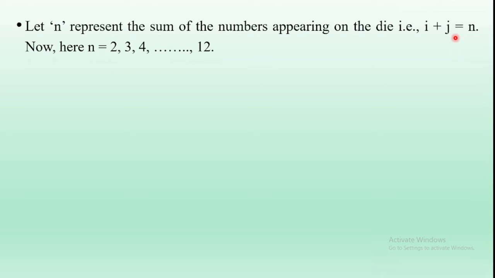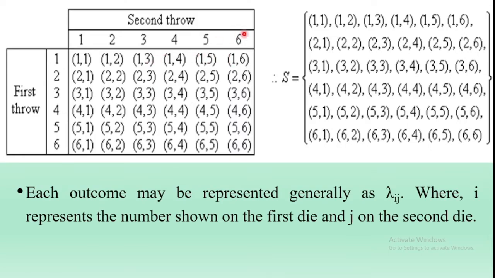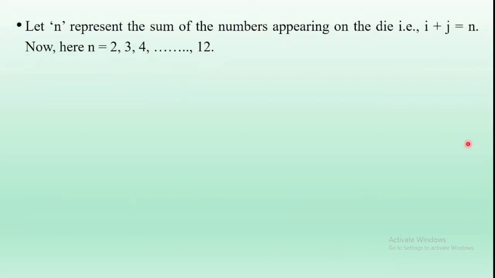Small n is the sum of the numbers appearing on the dice, that is, n is equal to i plus j. The values of small n are 2, 3, 4 and so on up to 12. In this sample space we have 1 plus 1, 2; 1 plus 2, 3; 2 plus 1, 3; up to 6 plus 6, 12. So the values of the random variable small n are 2 to 12.